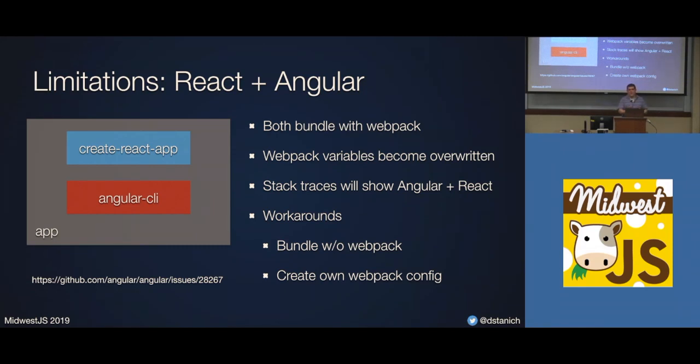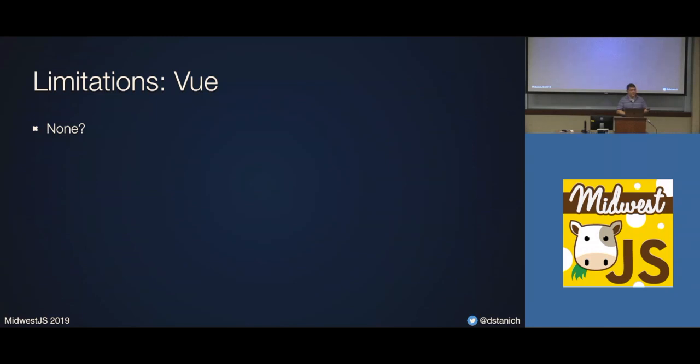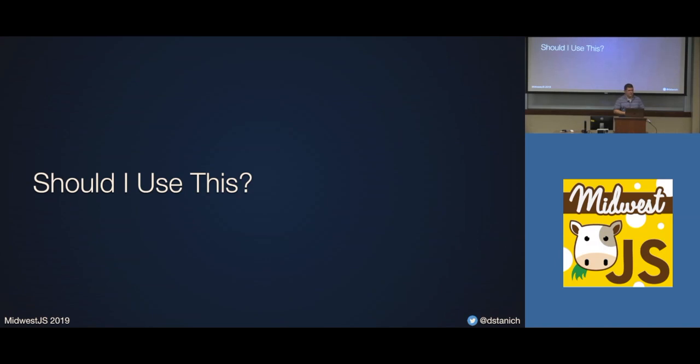But be on the lookout for this, because this is probably a common use case that people might want to do, mixing the two bigger frameworks. Then Vue, I honestly couldn't find a limitation that was because of Vue. Web components have limitations. Like I said, you can't pass complex objects to attributes, but they're not Vue's problem. They're just built into web components in general.